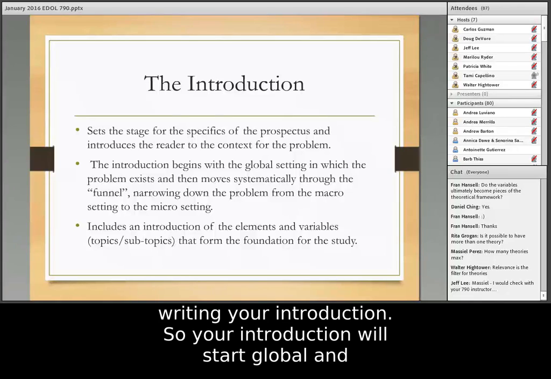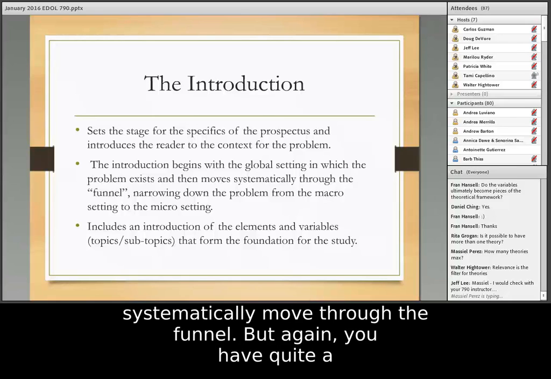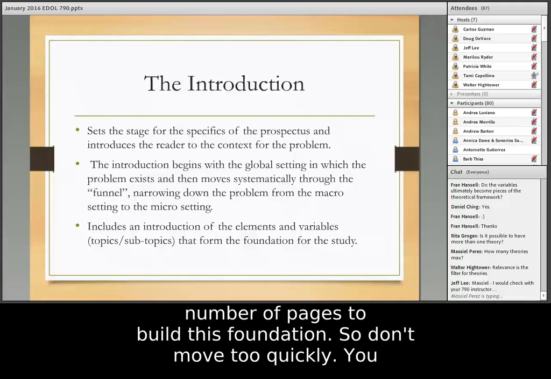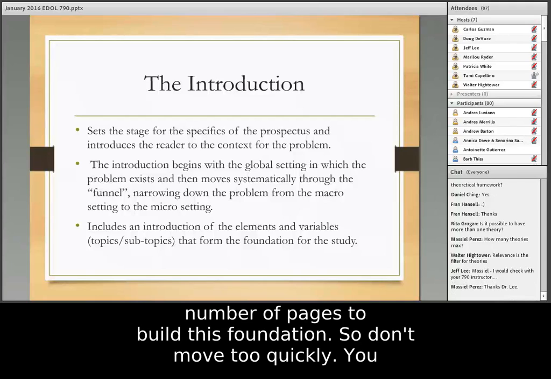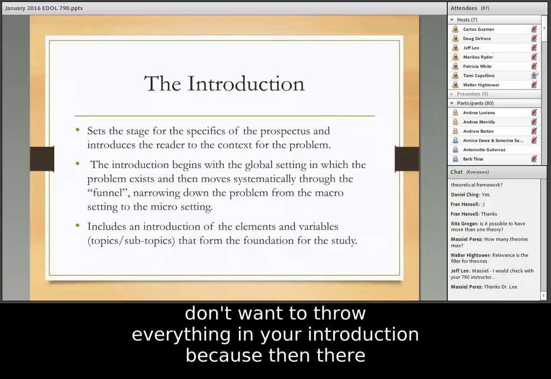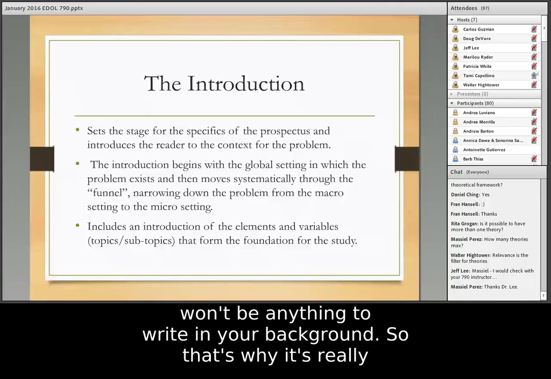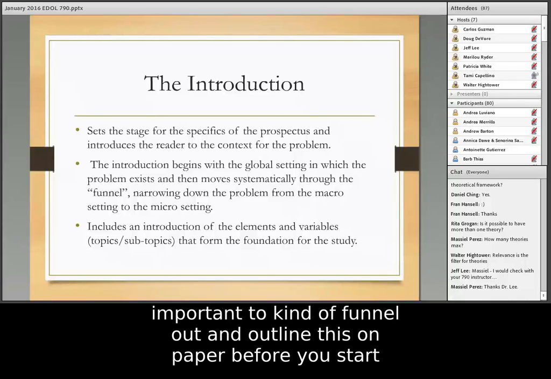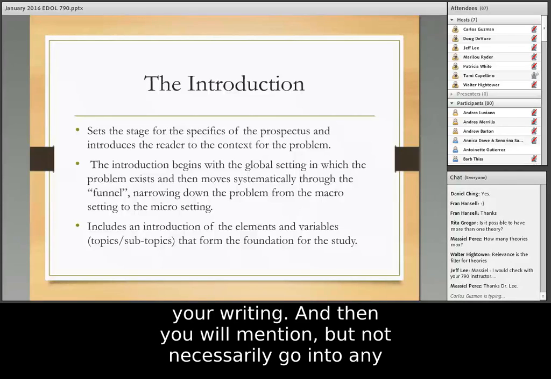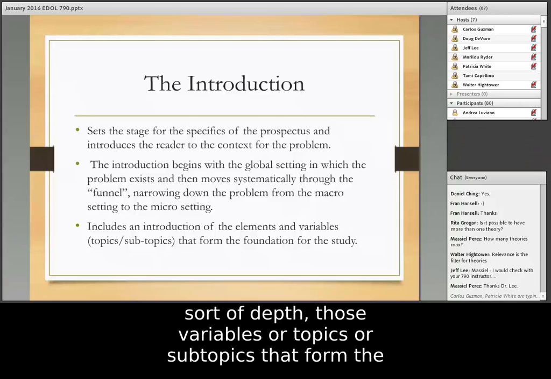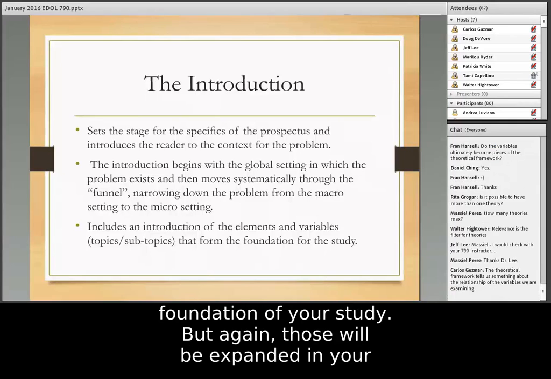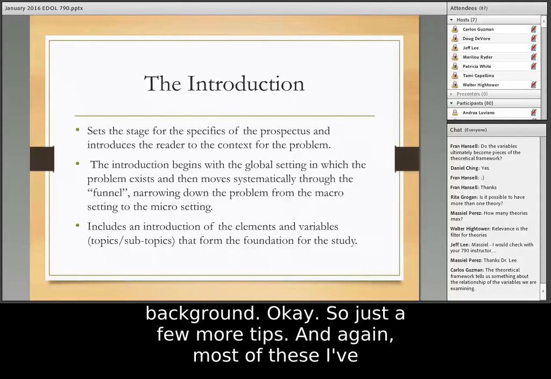Your introduction will start global and systematically move through the funnel. But you have quite a number of pages to build this foundation, so don't move too quickly. You don't want to throw everything in your introduction, because then there won't be anything to write in your background. That's why it's really important to funnel out and outline this on paper before you start your writing. Okay? And then you will mention, but not necessarily go into any sort of depth, those variables or topics or subtopics that form the foundation of your study. But those will be expanded in your background. Okay.